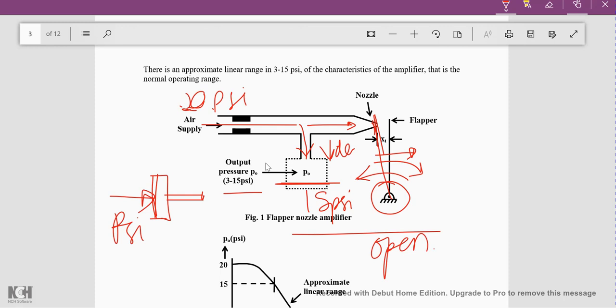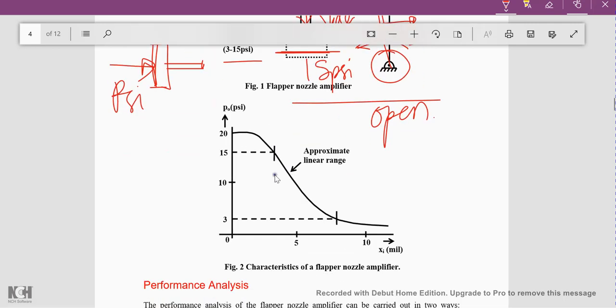So flapper is used to control the output pressure here. So here are the characteristics of the same flapper operation. The characteristics show the displacement of the flapper and the output pressure. So output pressure against flapper displacement. As the distance of the flapper from the nozzle increases along the x-axis, the pressure is decreasing. So if the flapper is closed, say it is at 0, flapper is closed means no displacement.